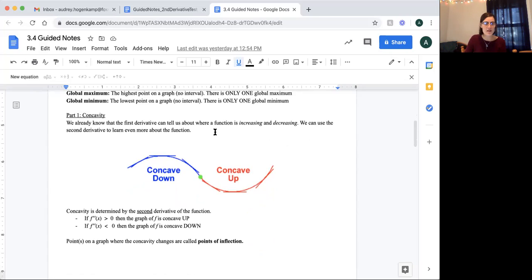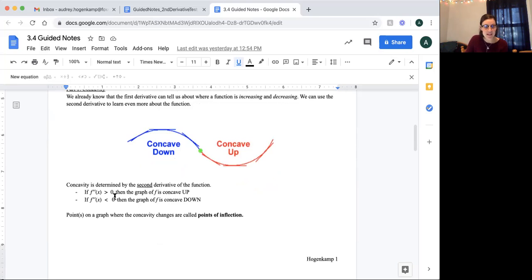Part 1. So we already know that the first derivative can tell us about where a function is increasing and decreasing, right? So the first derivative of a function tells us where that initial function is increasing and decreasing. The second derivative can tell us where that, again, initial function is concave up or concave down. And here's a nice little picture to remember. Concave down, frown, is how people remember it because down looks like a frowny face. Concave up, cup, I guess people think that looks like a coffee cup or something. However you need to remember it, that's how I remember it.